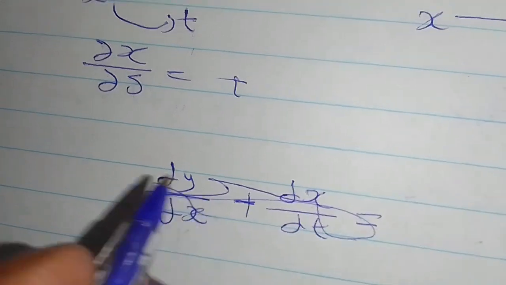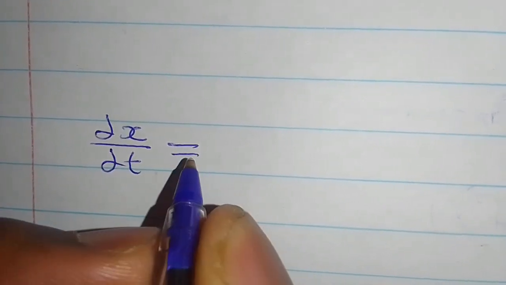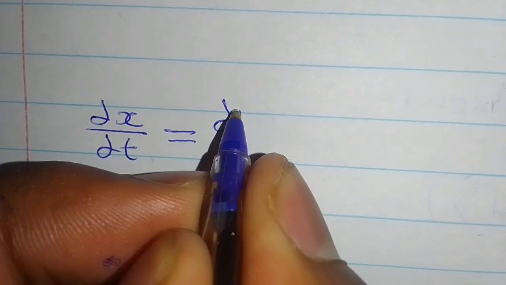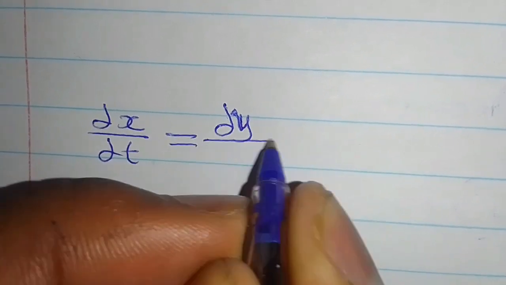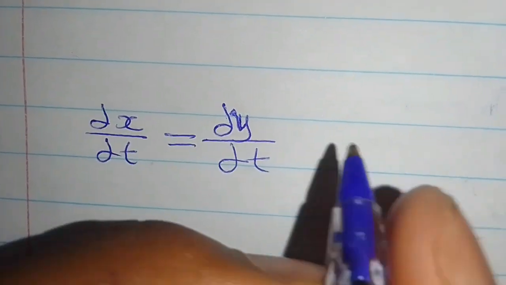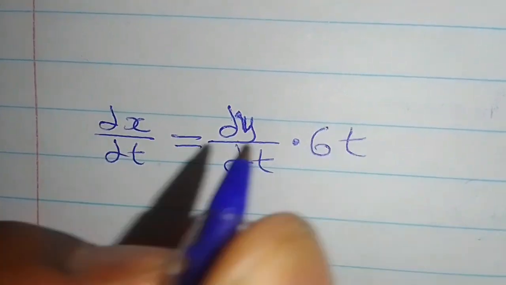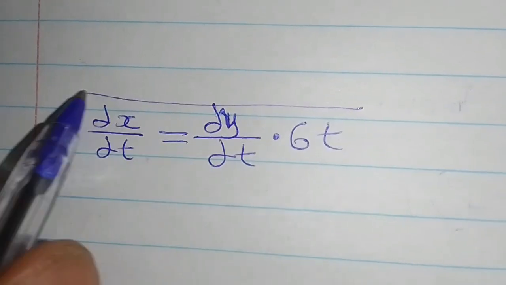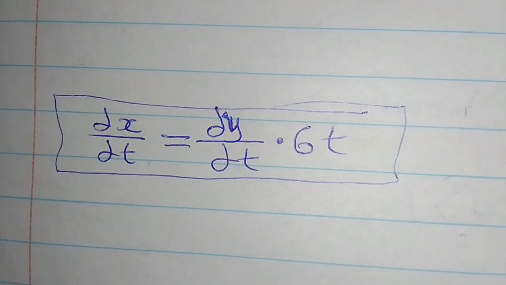Okay, let me think of another example. Let's say maybe that dx/dt is equal to dy/dt multiplied by 16. Is this an ordinary or partial differential equation?